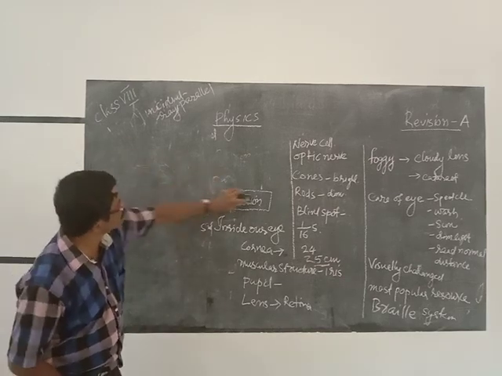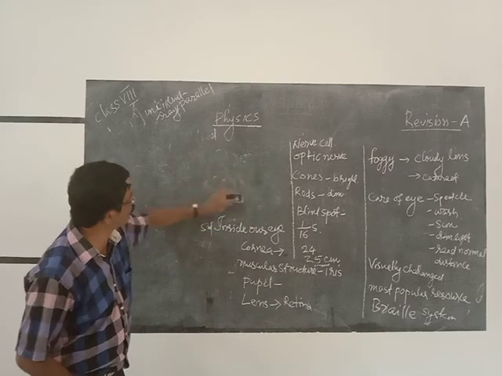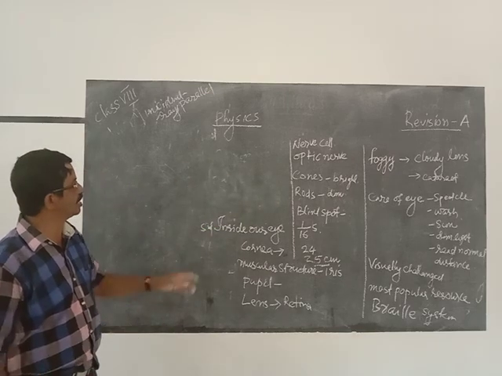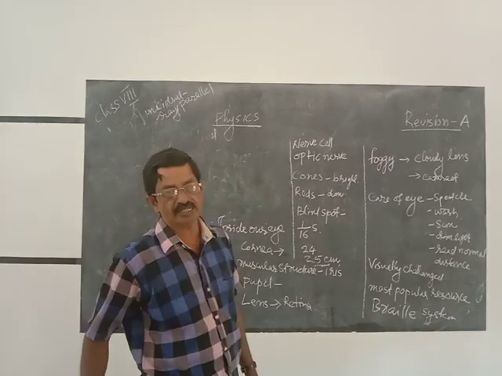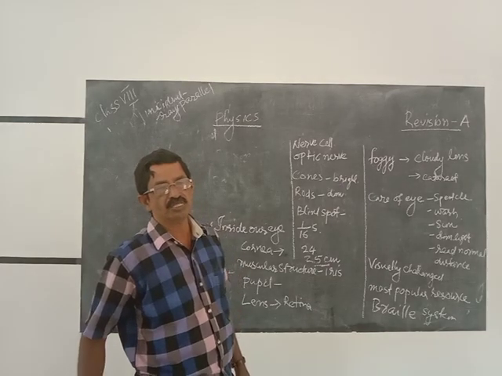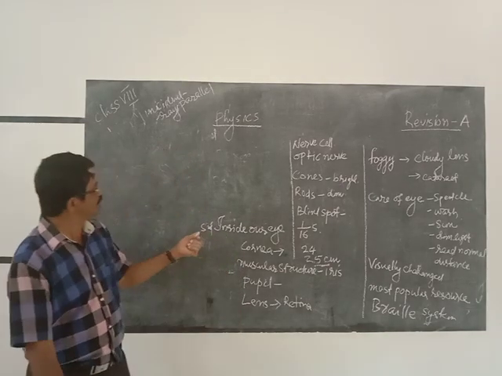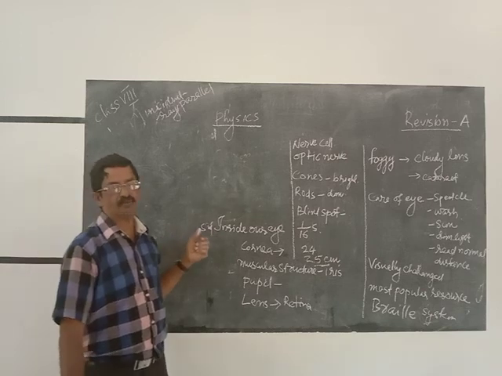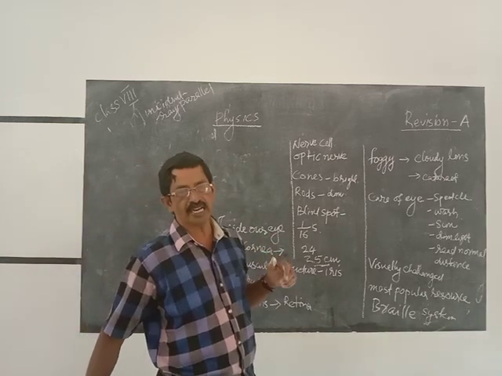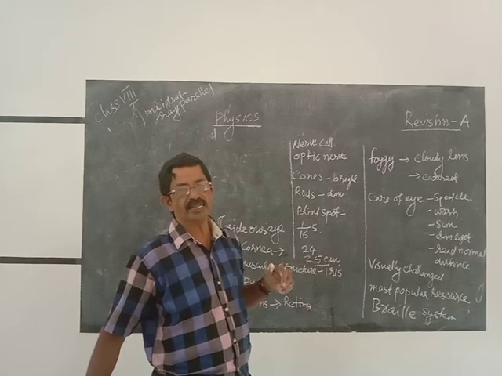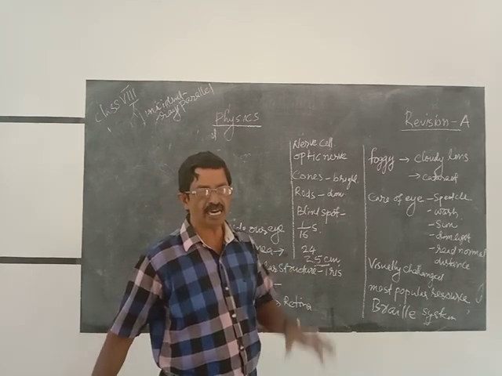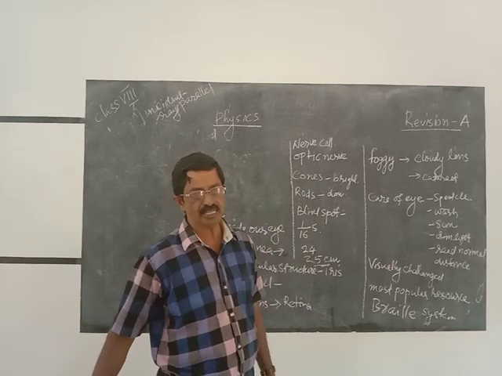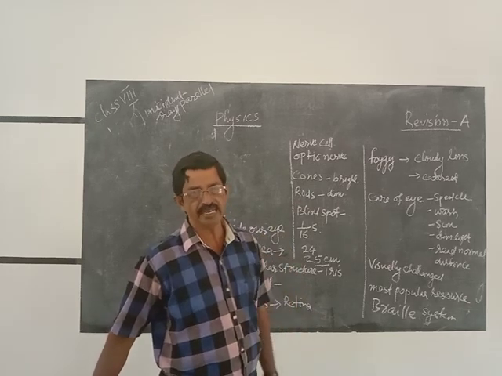Then next we want to know what are the things inside our eye. We know when we look at our eye, there is a white part outside, and that is very hard and nearly spherical in shape. That hard part protects the parts of the eye inside.